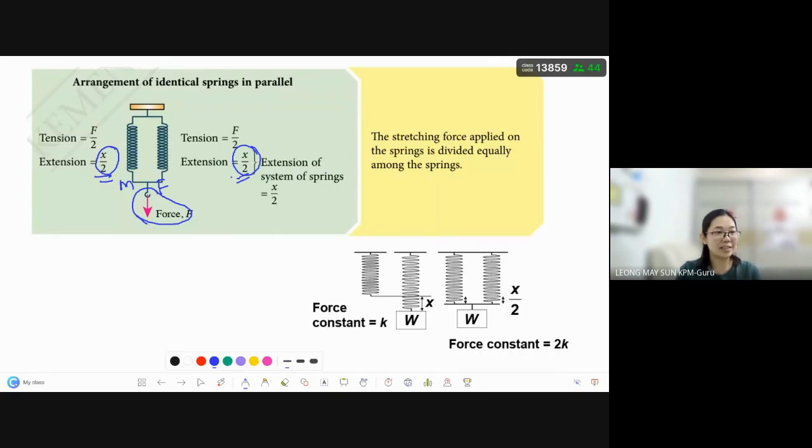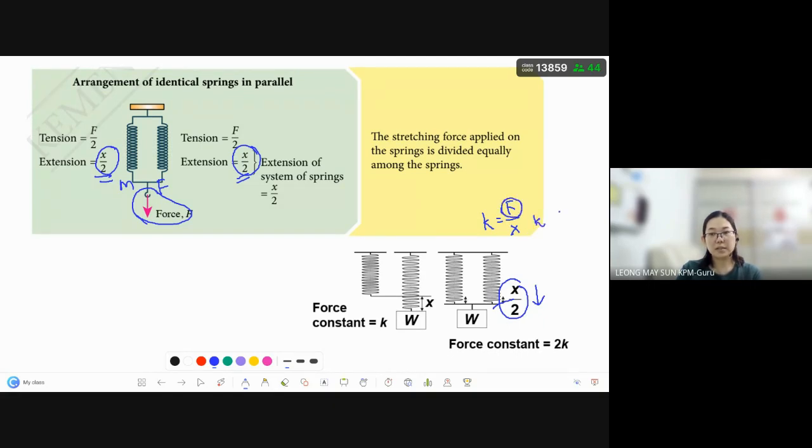So the extension is divided by 2 when there are two identical springs in parallel. So the total extension of the spring is x over 2 only. Okay? So let's just say one thing. When the springs are placed in parallel with the same amount of load, the extension decreases. When the extension decreases according to F over x, same amount of load means F is constant.